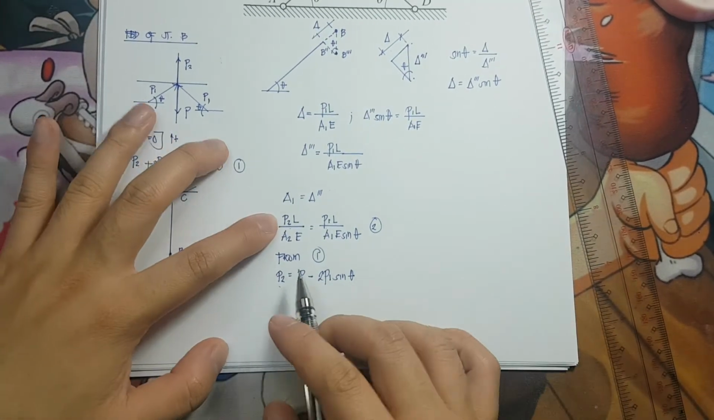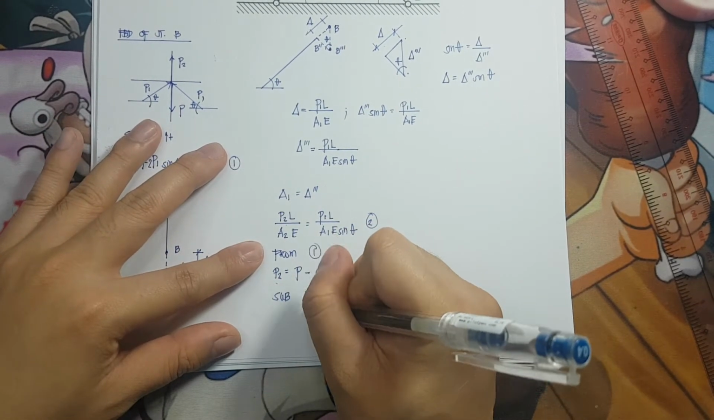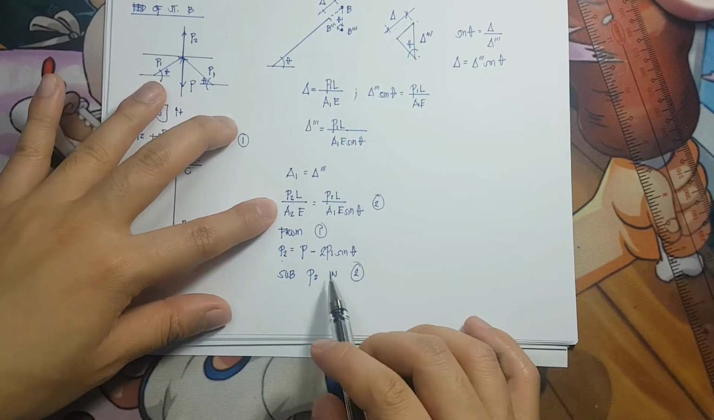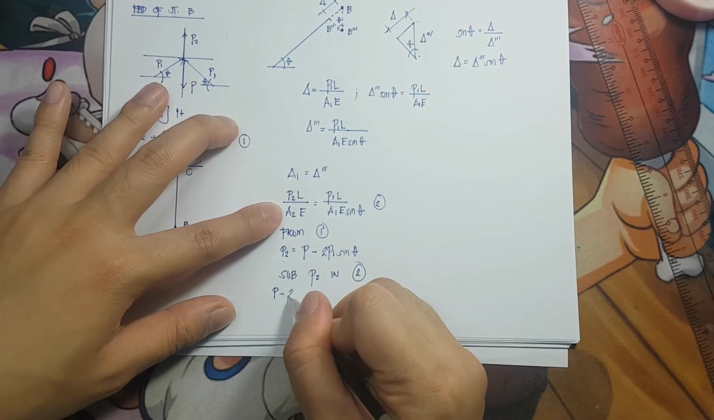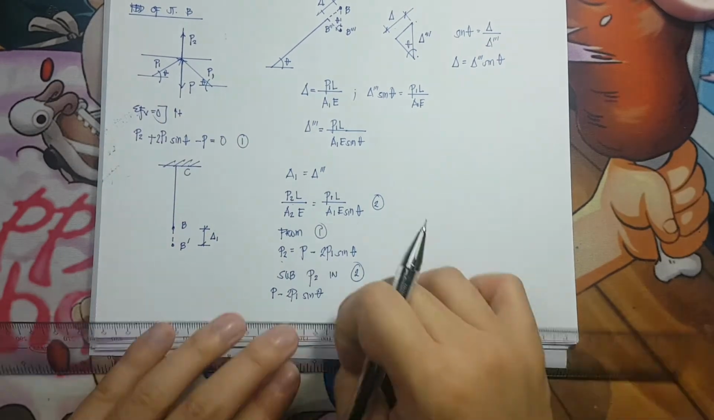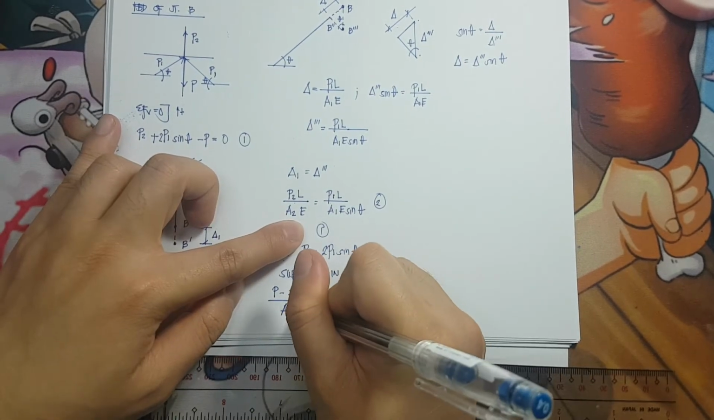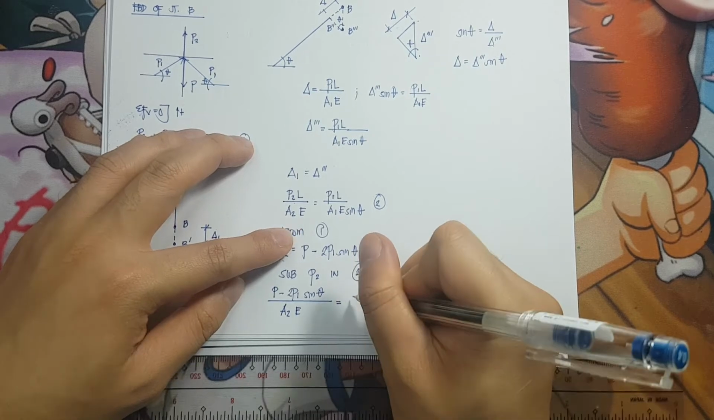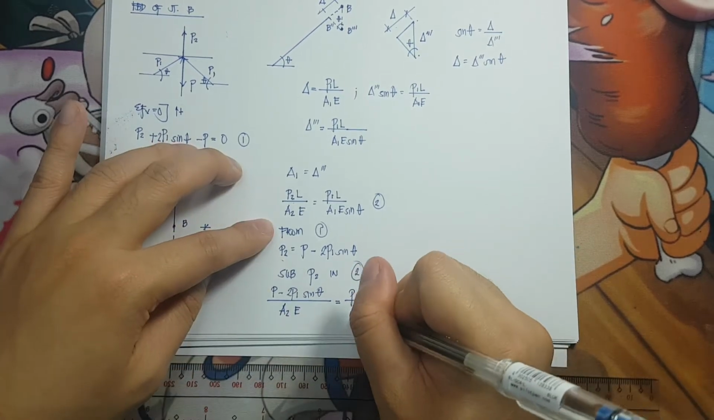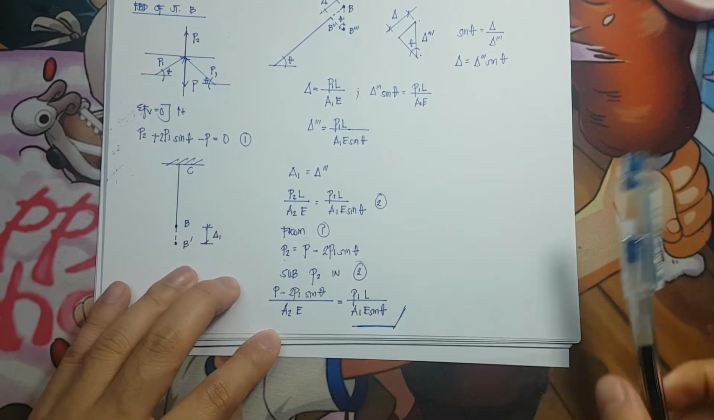So substituting, substitute P2 in 2, we have P minus 2P1 sine theta divided by A2 times E is equivalent to P1 L over area 1 times E sine theta. And this will now be my working equation.